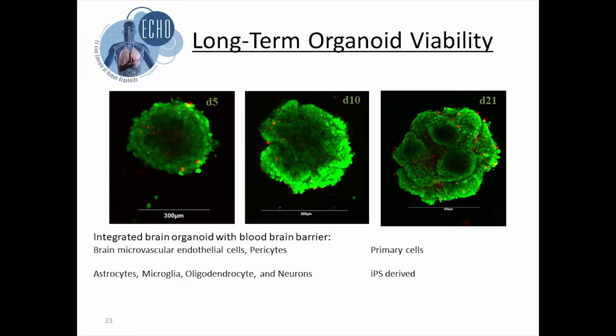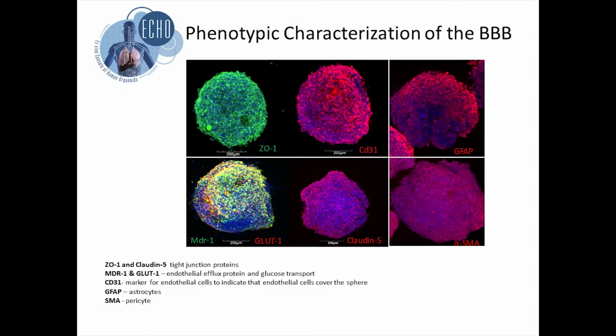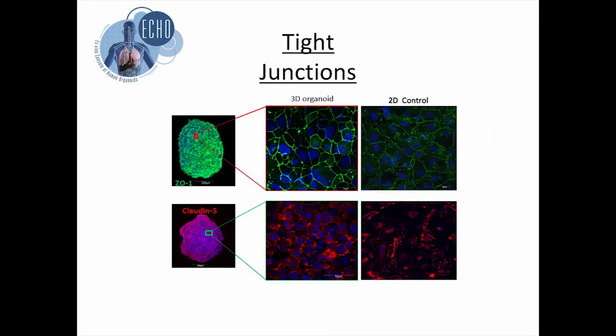Again, it's exactly the same. We're having astrocytes, microglia, oligodendrocytes, and neurons, which are iPS-derived, and the microvascular endothelial cells and pericytes are primary cells. Again, these are just a simple characterization of the organoids, showing that they have tight junctions and so on. This is the key picture, if you like, showing that there are very good tight junctions around the edge of these spherical organoids.